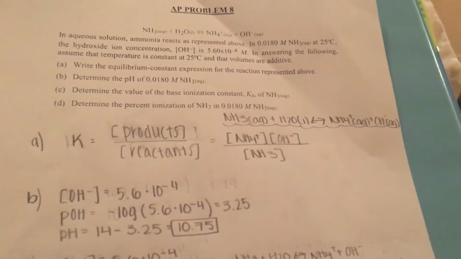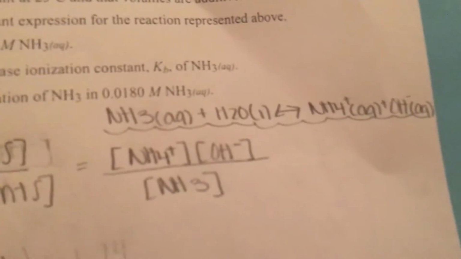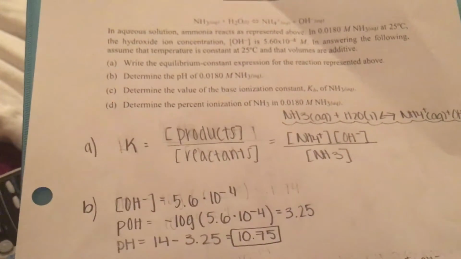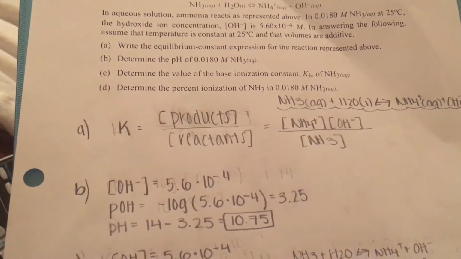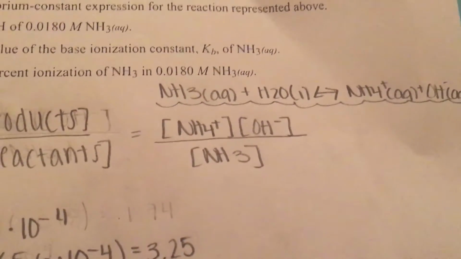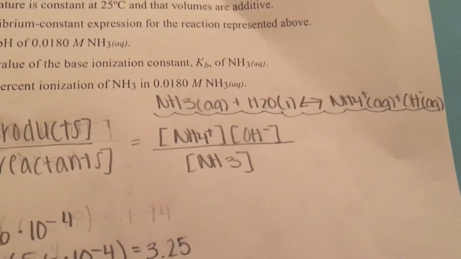The equilibrium constant expression for the reaction represented above, NH3 plus H2O yields NH4 plus OH-, is K equals the concentration of the products over the concentration of reactants, only including aqueous and gaseous species, which is the concentration of NH4 plus times the concentration of OH minus over the concentration of NH3.